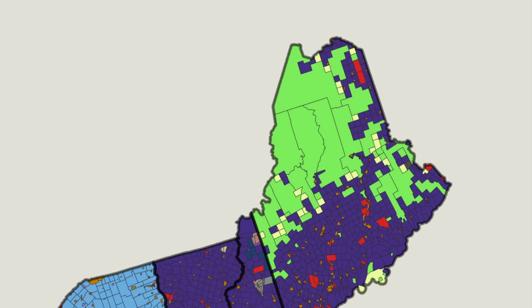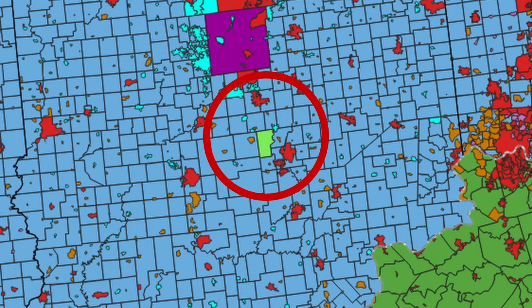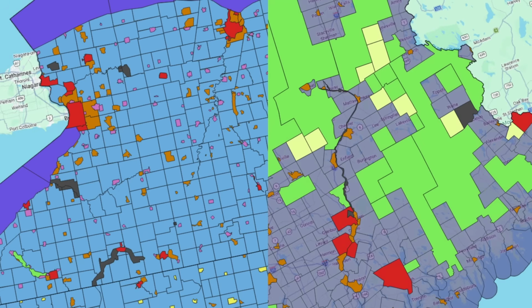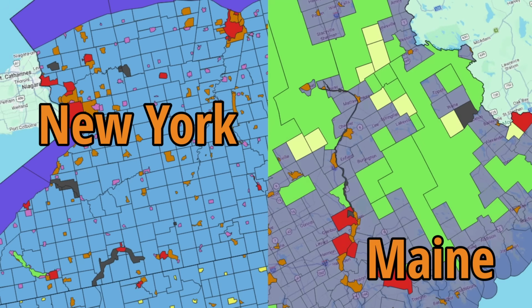places such as military bases. For example, Camp Atterbury in Indiana. These unorganized territories have no governments and are used only for statistical purposes. Next, we have American Indian Reservations. These are MCDs found only in Maine and New York.